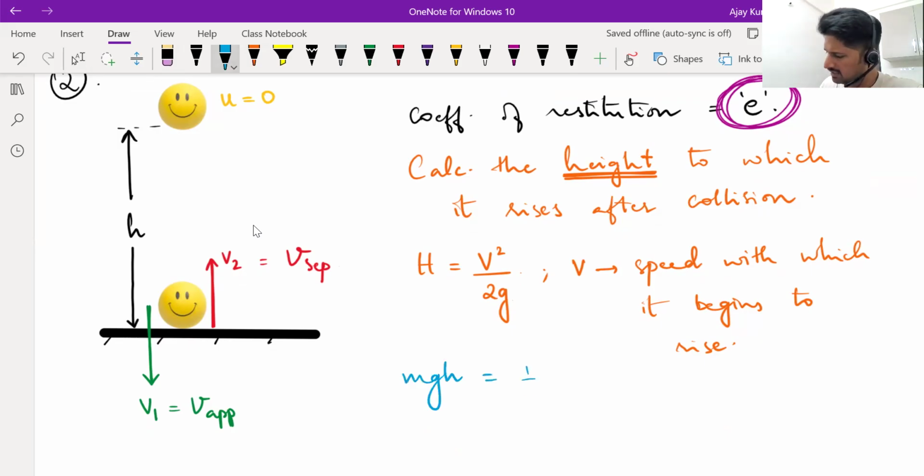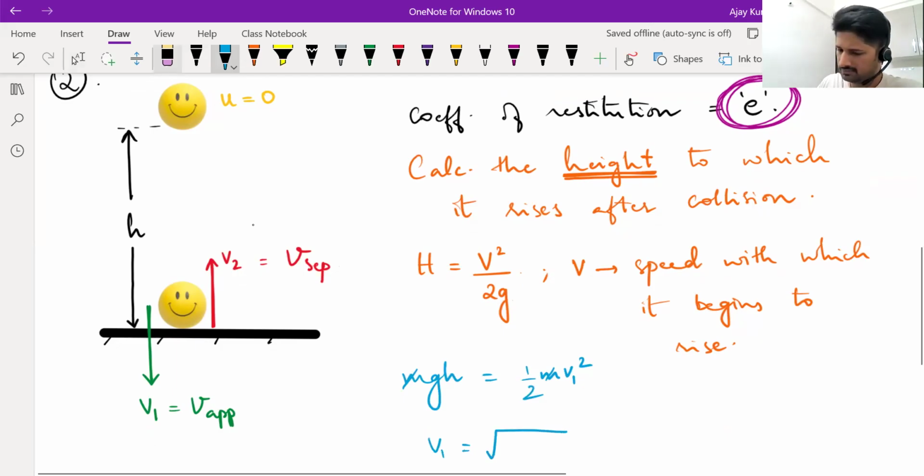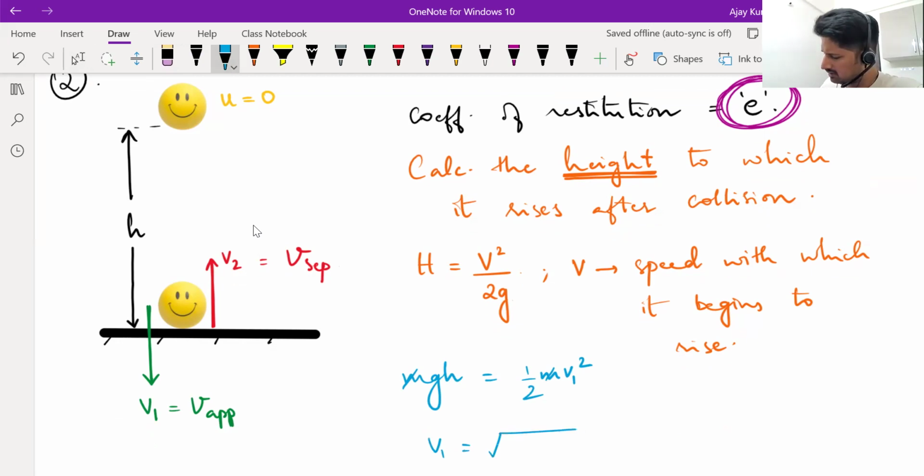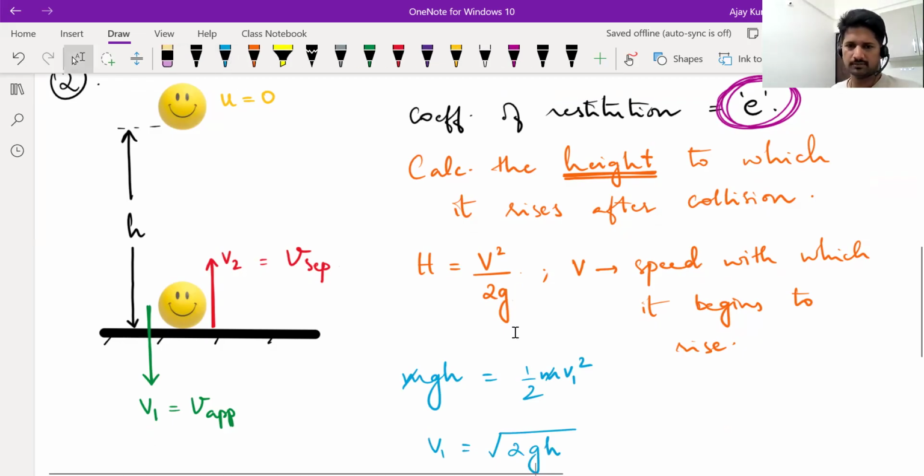Kinetic energy gained by it is half m v1 squared. v1 is the speed with which it hits the ground. So you get v1 as under root 2gh. That's all. And we know this from before also, maybe you forgot. When an object falls from rest by a height h, it gains a speed under root 2gh.